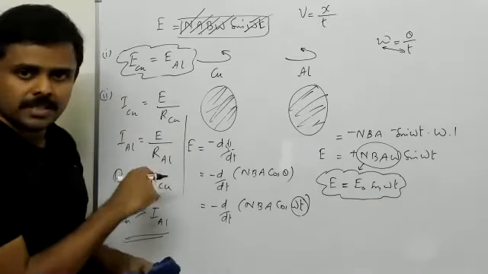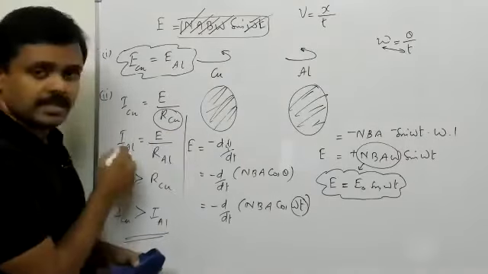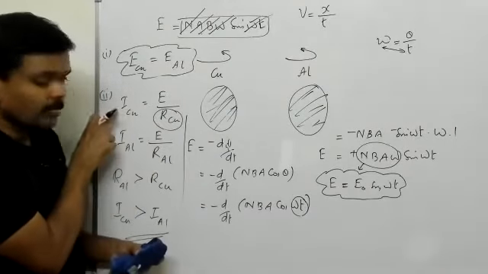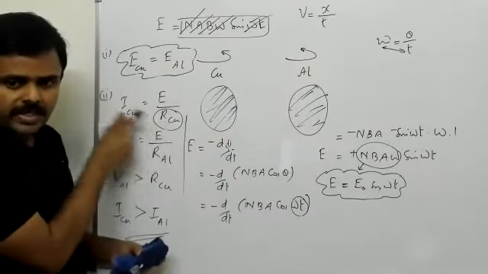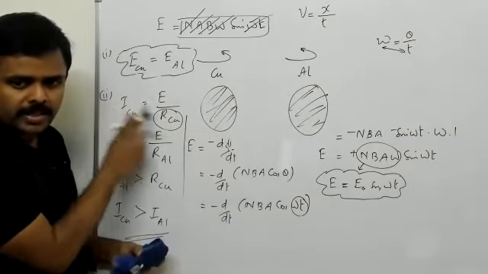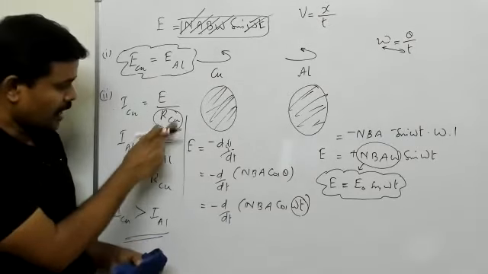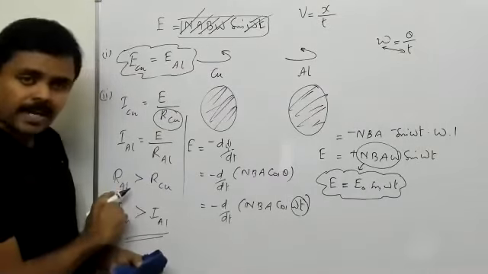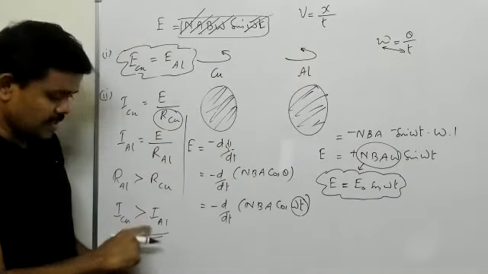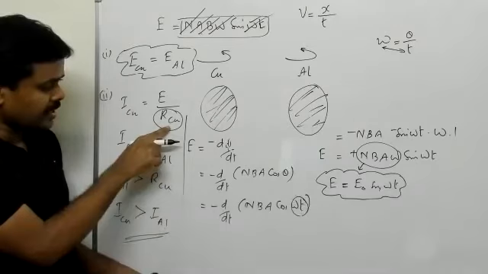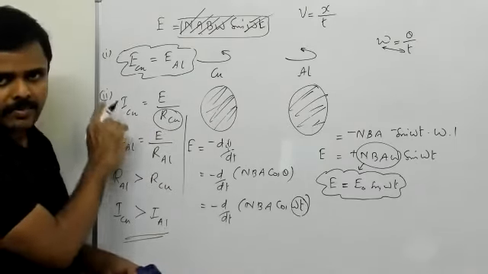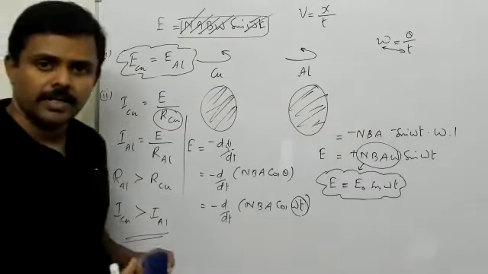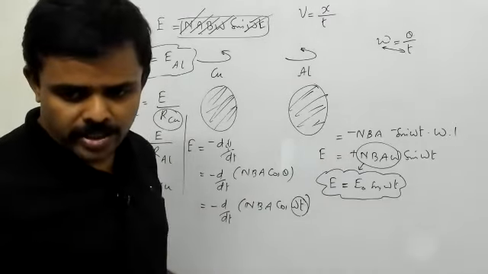Copper has lesser resistance. The lesser the resistance, the more is the current, because they are inversely proportional. One is in the numerator, the other is in the denominator. So R copper is less than R aluminium, and I copper is greater than I aluminium. The lesser the resistance, the greater is the current, and vice versa. So who has greater current? Copper has greater current. Did you understand?